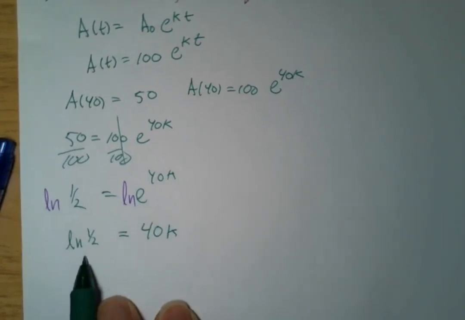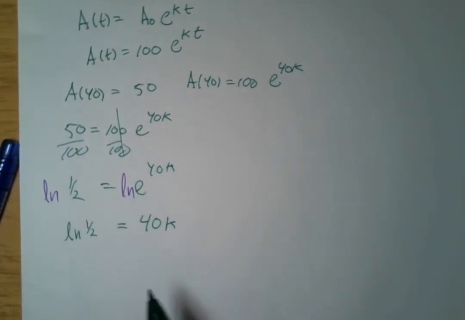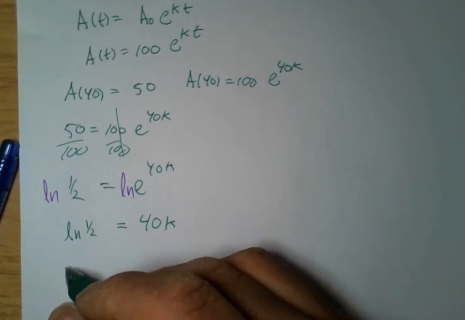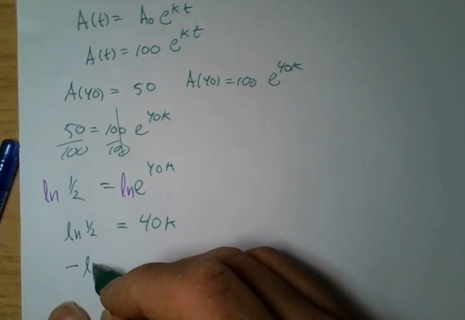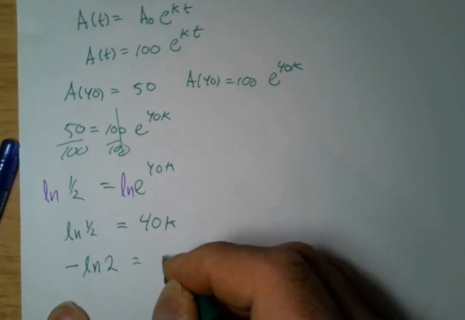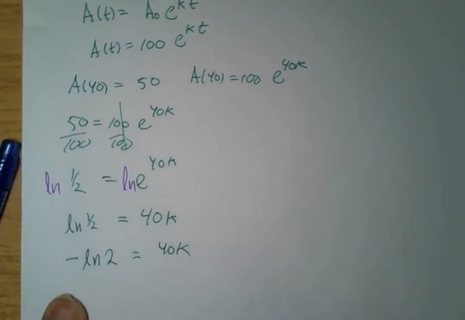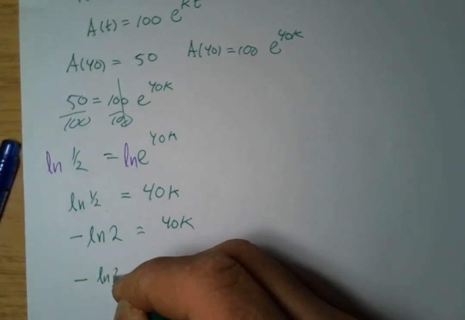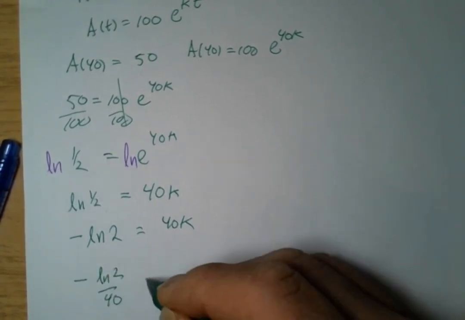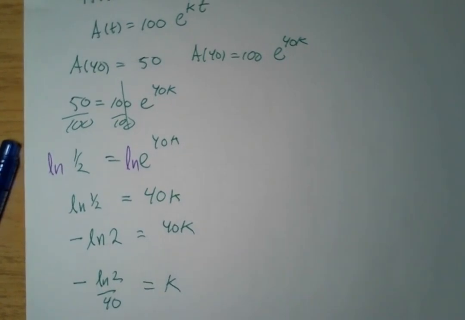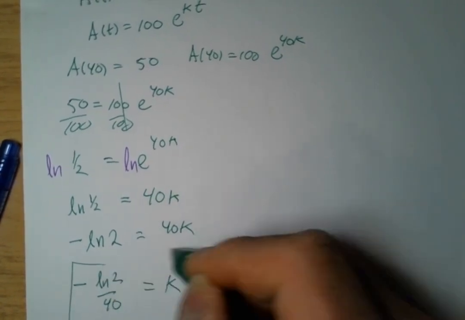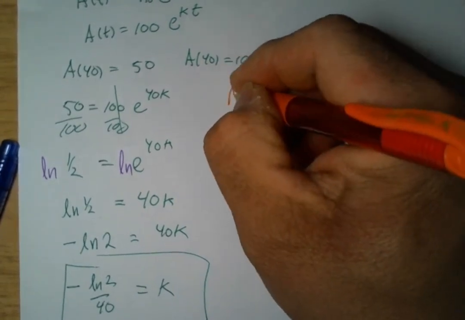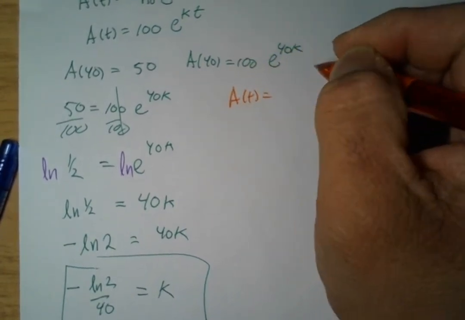Sometimes our book takes this approach, which is a good approach, just kind of eliminates fractions here. 1/2 is the same as 2 to the negative 1, so you can just write this as negative ln of 2 equals 40k. Divide by 40, and we get negative ln of 2 over 40 equals k. So now we've found our k.